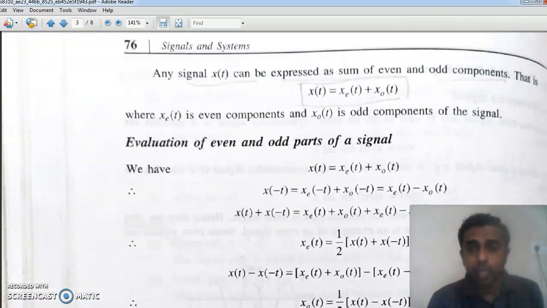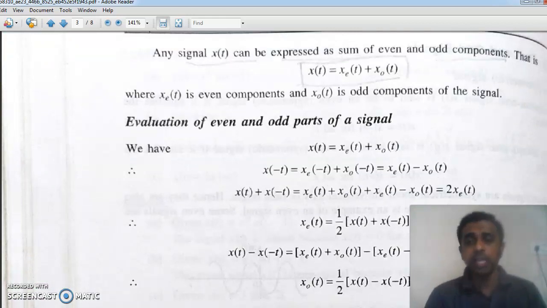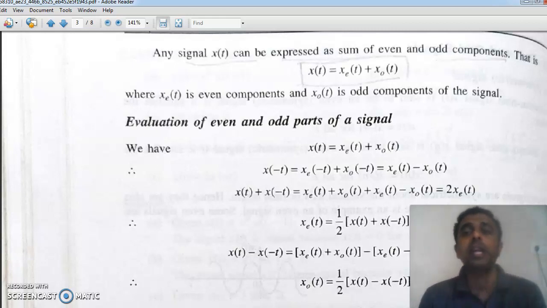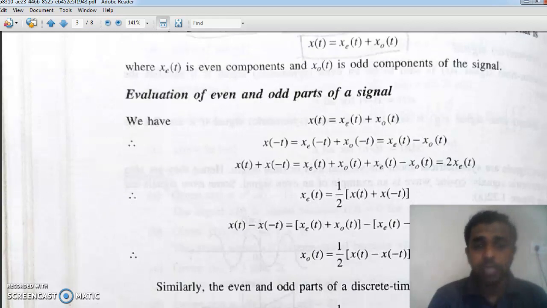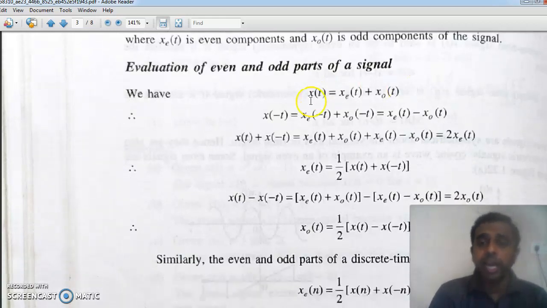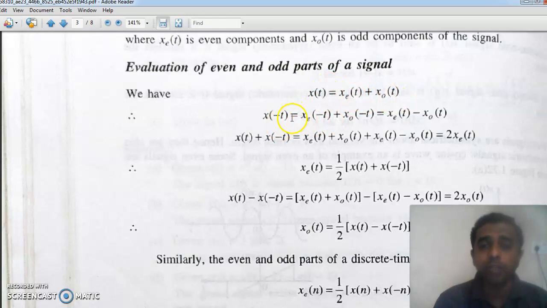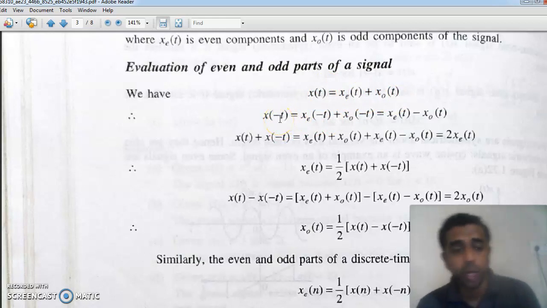Now a signal in general may be neither even nor odd. Yes, there can be signals which are neither even nor odd, but any signal can be expressed as a summation of even and odd components. Any signal x of t can be written as two components, that is, an even component and an odd component. This is the starting point. We substitute t equal to minus t.